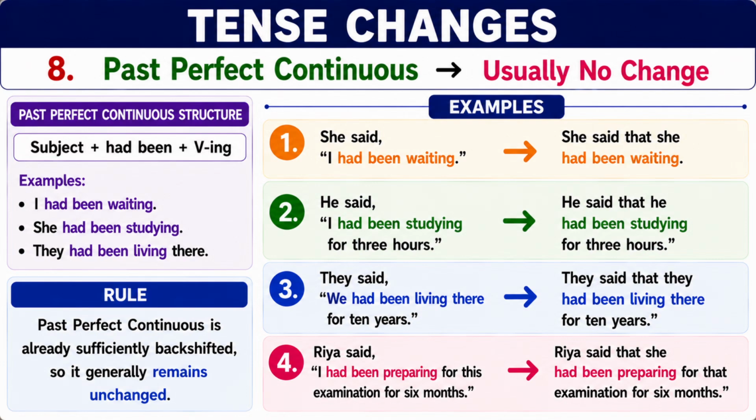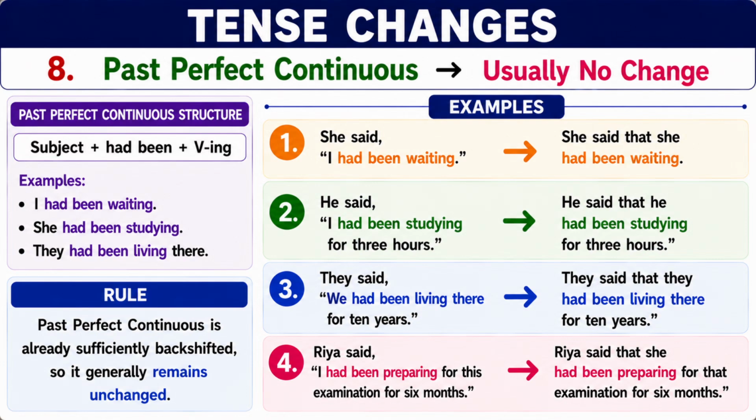Example 1. She said, I had been waiting. It becomes, she said that she had been waiting. Example 2. He said, I had been studying for 3 hours. It becomes, he said that he had been studying for 3 hours. Example 3. They said, we had been living there for 10 years. It becomes, they said that they had been living there for 10 years.